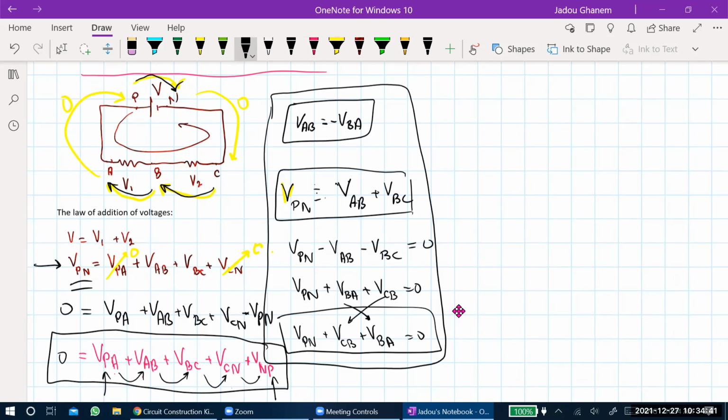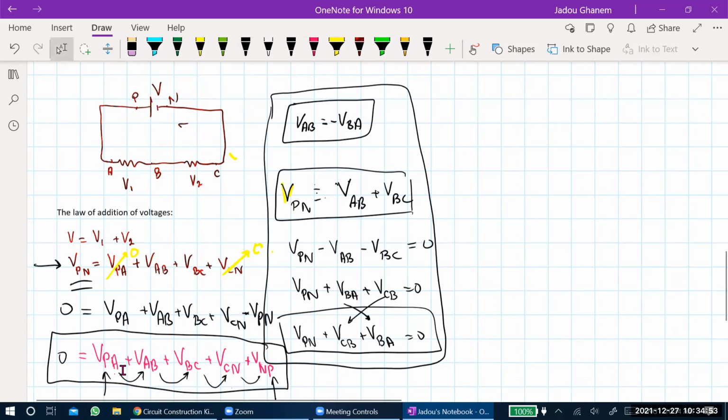Okay. If you want to do that from the circuit directly, let's forget the yellow colors and arrows here. So from the circuit, if I want to apply Kirchhoff's voltage law, we can start from point P on the right side and reach back point P, and that's Kirchhoff's law. So we can say VPA, VAB, VBC, VCN, and VNP, the sum of all these voltages will be equal to 0. That's Kirchhoff's voltage law. Okay.